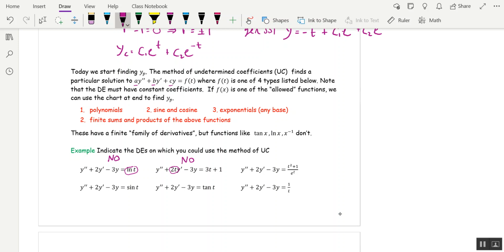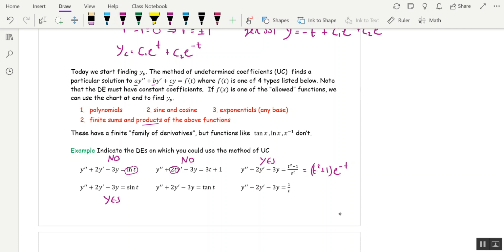The third one doesn't look good because it looks like a quotient, not a product. So you're only allowed to have products. But actually, this one's a yes because you can write t squared plus 1 over e to the t as t squared plus 1 times e to the negative t, and that's an exponential. So the product of an exponential times a polynomial is allowed, and there are constant coefficients. So that one's good. The next one, yes, absolutely. No problems there.